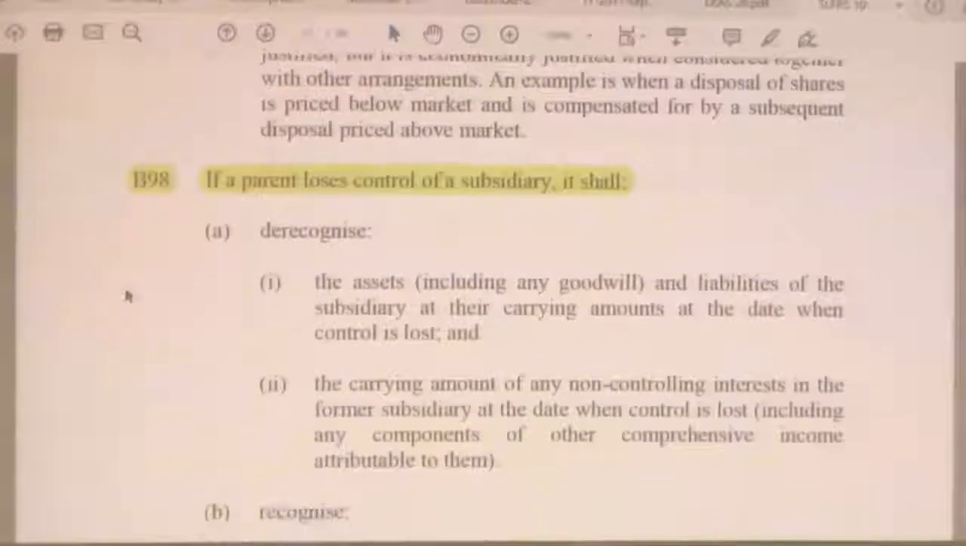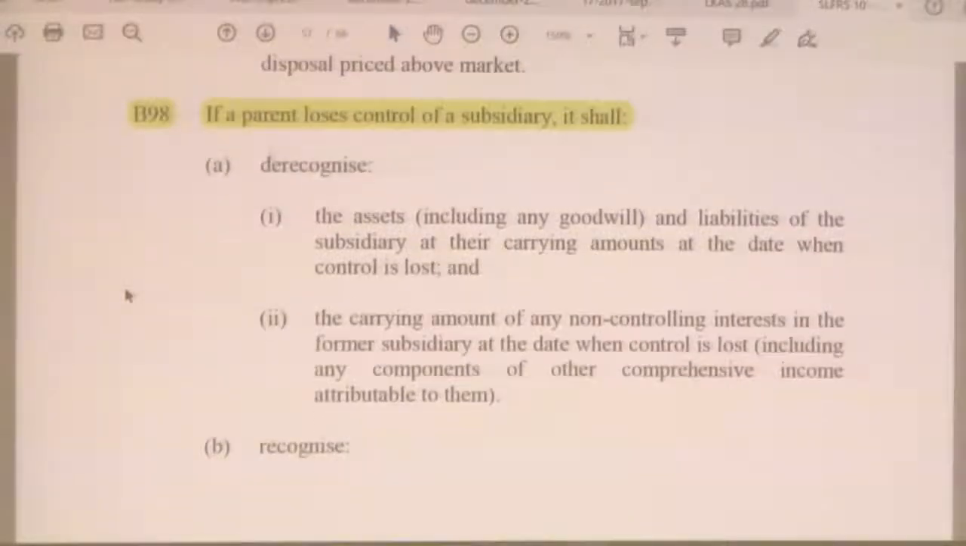If a parent loses control, B98 is also important. B98 explains what you have to derecognize. It shall derecognize the assets and liabilities of the subsidiary at their carrying amount at the date control is lost. The carrying amount of any non-controlling interest in the former subsidiary at the date when control is lost, you have to derecognize, right? Fine.